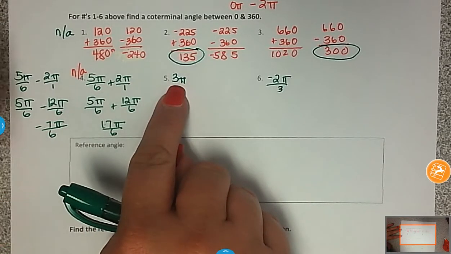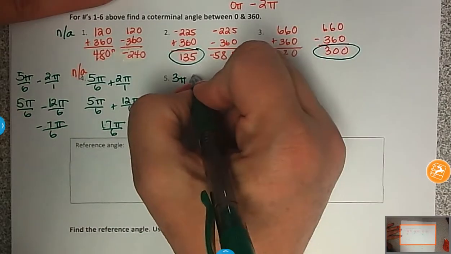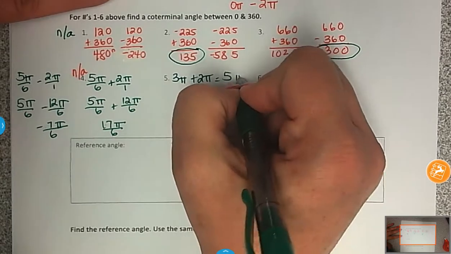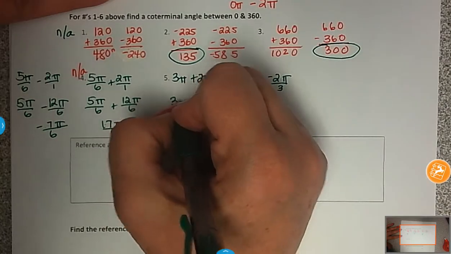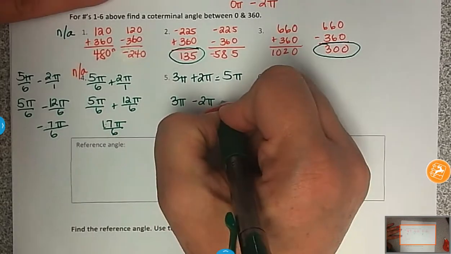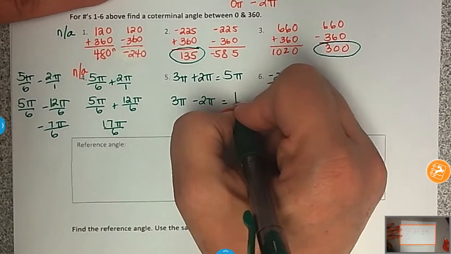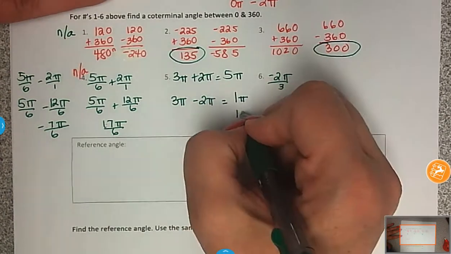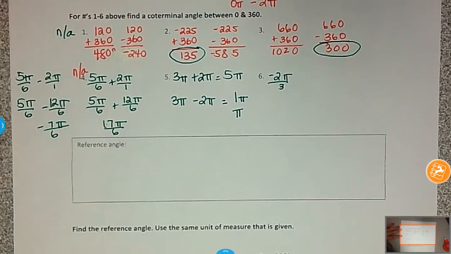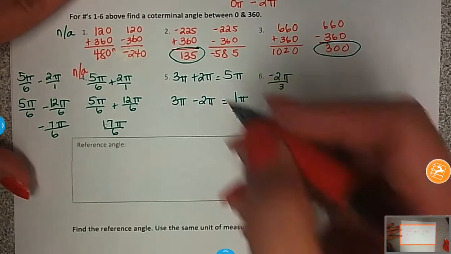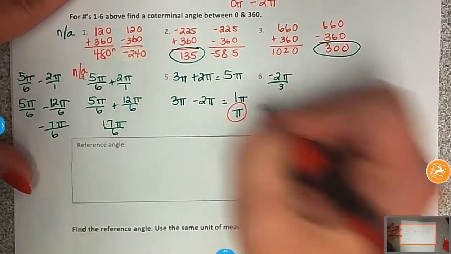So let's take this one. If I add 2 pi to that, I get 5 pi, or I can take my 3 pi and subtract 2 pi, and that will give me 1 pi, or you can just say it is pi. So now, which of those answers is between 0 and 2 pi? Well, it would be this one.